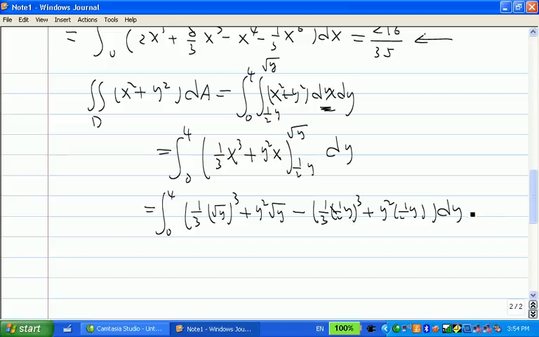You simplify this. I'm not going to integrate it. This is a polynomial. You integrate that and it would give you the same answer if you do everything right. Over 35.